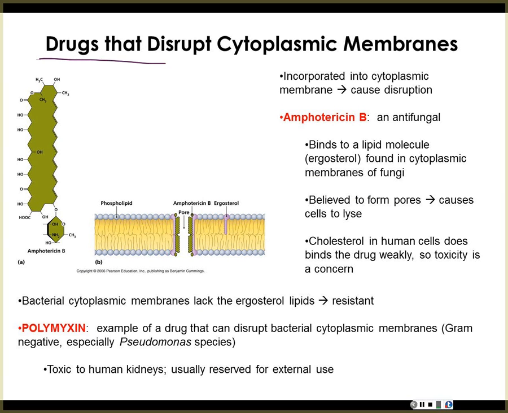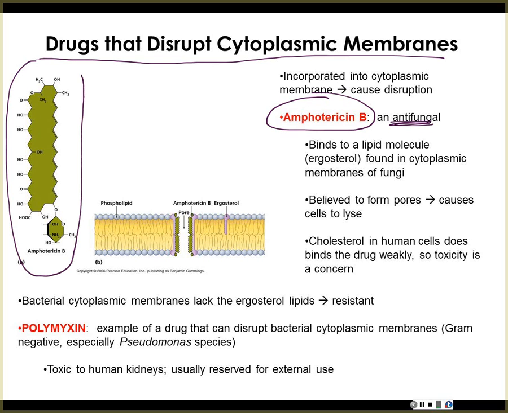Okay, then there are some drugs that we take that work by disrupting cell membranes, cytoplasmic membranes. Now, these are not all antibacterials. A good example is amphotericin B. It's an antifungal type drug. It's a pretty big molecule. That's supposed to be its chemical structure there. And what it does, this is supposed to be a fungus cell membrane.